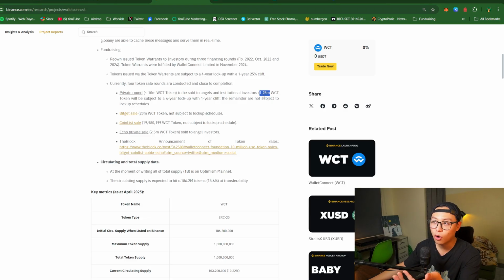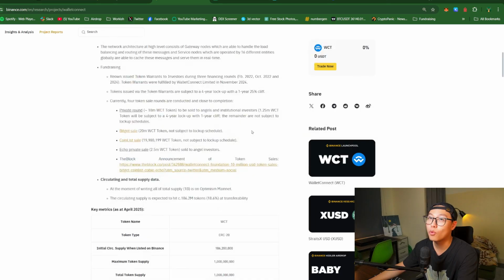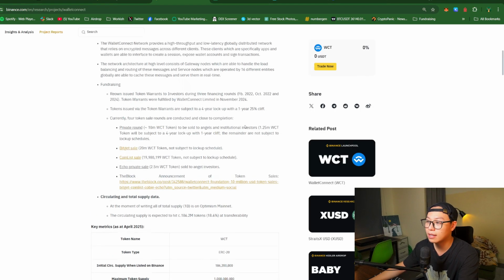So why is it that only 1.25 million tokens are locked and the remaining are not locked? I'm not so sure. Like, what kind of deals are they working on? You know what I mean? But on a grand scheme of things, I don't think that these are a lot of tokens. I mean, it's only like 8.75, let's call it 9 million tokens being unlocked in TGE, and that's not a big deal at all because the maximum token supply is like 1 billion tokens. So it's like 0.8%, less than 1%. So I don't think that's as big of an issue.